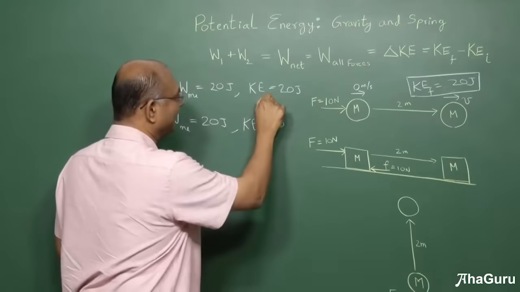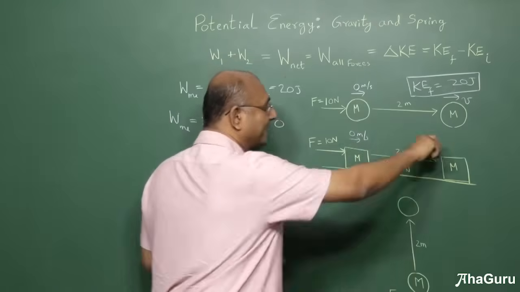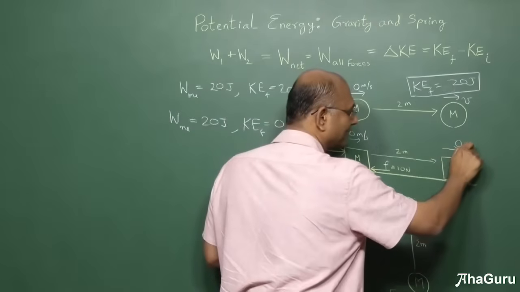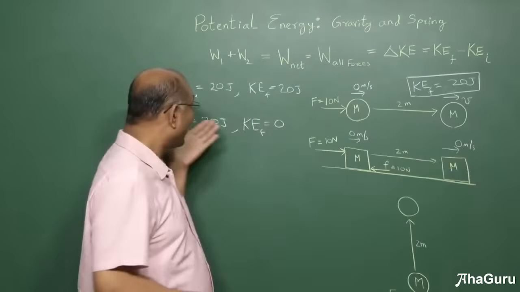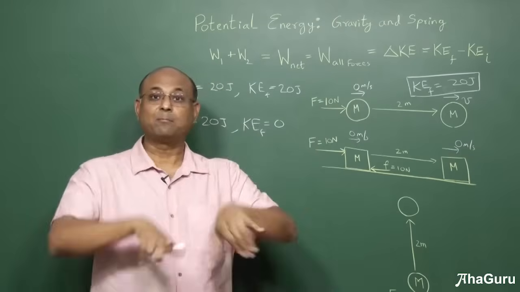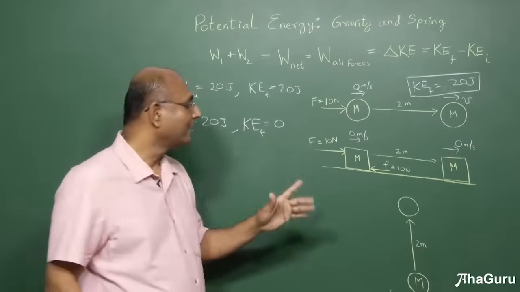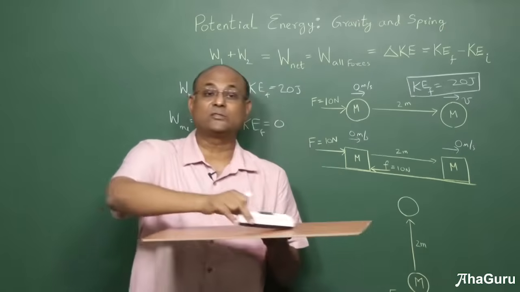We are only interested in the final kinetic energy. Initially, we will say they are all starting at rest. But this one finally is also at rest. So the final kinetic energy is 0. But I gave so much energy. What happened to it? Well, friction ate it up. Friction stole my energy. Because we are talking about a situation where the object moves very slowly.